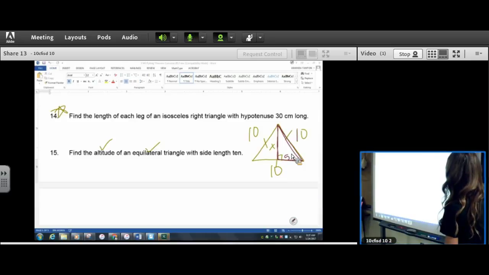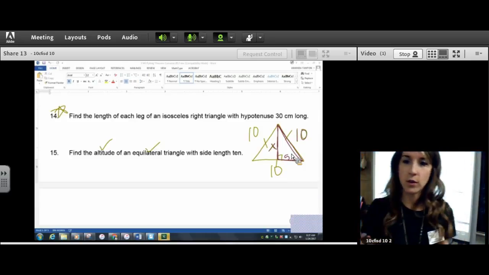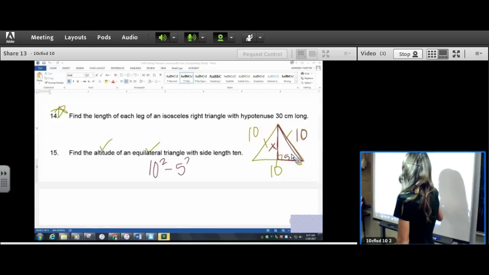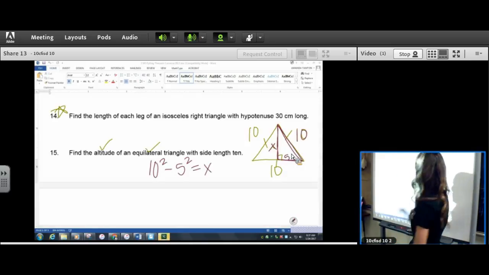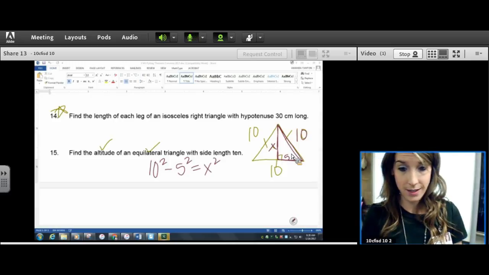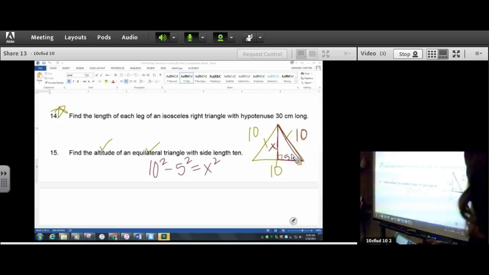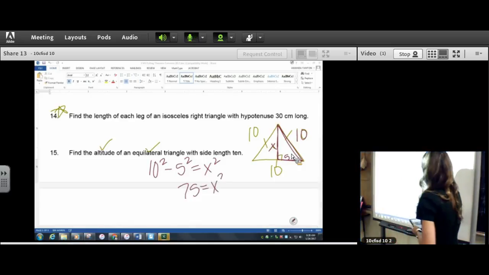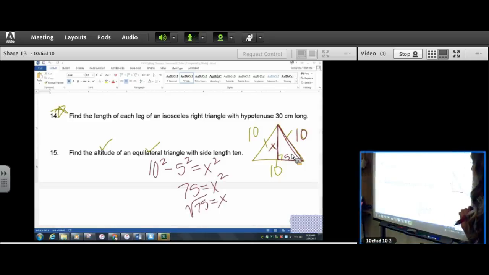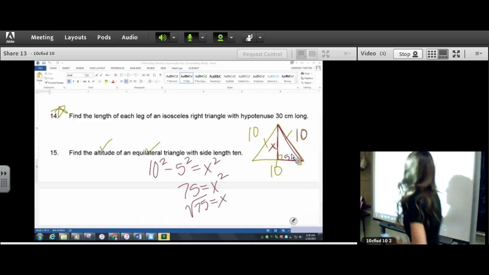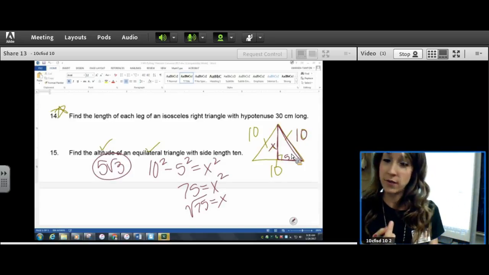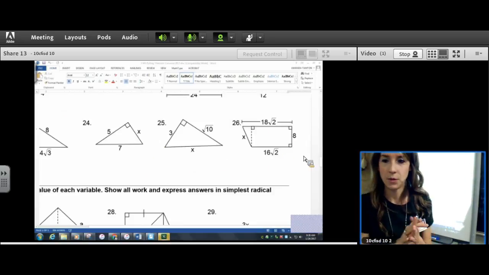This is 5, this is 10, and this is x. Everyone okay with that? So I'm going to dive right into 10 squared minus 5 squared, if that's okay with you. I'm looking for a leg, so I am subtracting. I'm getting 75. And then the rest is just factor treeing the square root of 75. 5 root 3. I think it's, yep. So the altitude length is 5 root 3. Like I said, I will teach you a trick to find that on Thursday. I like 26. Let's do that one.